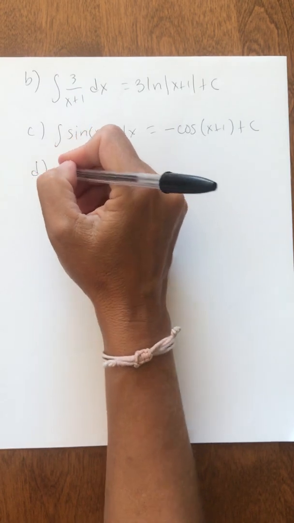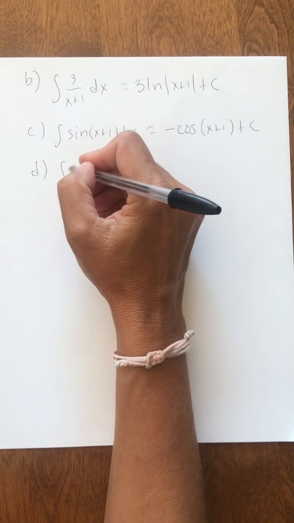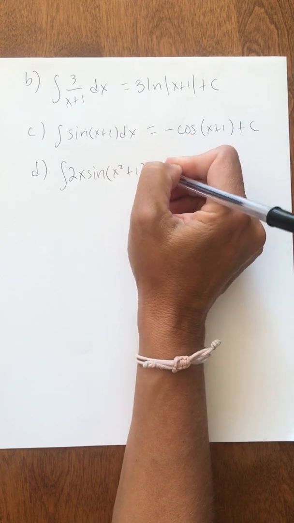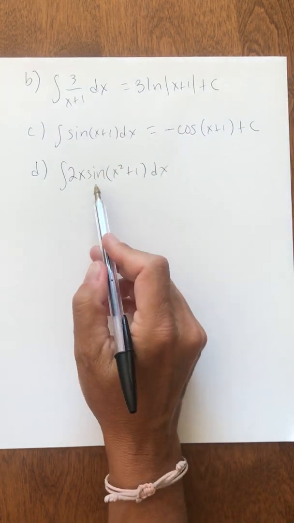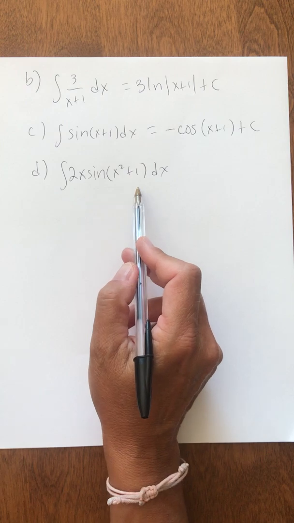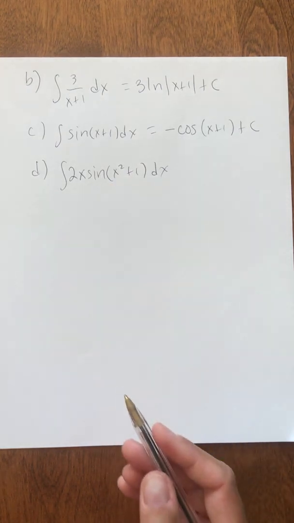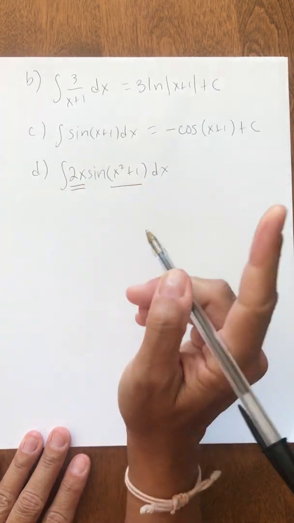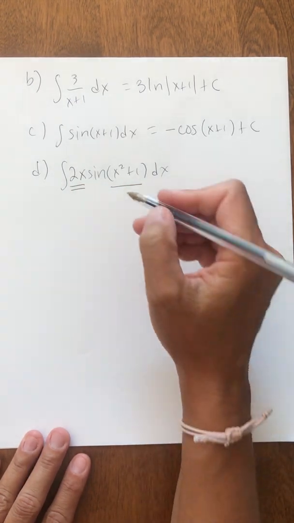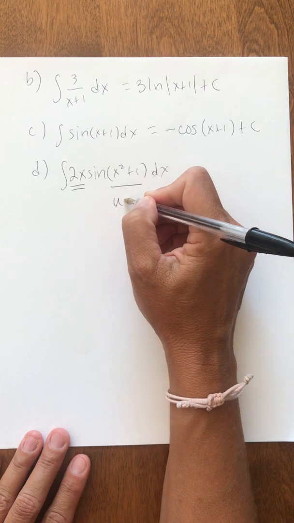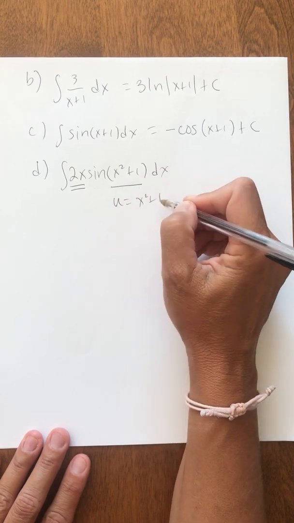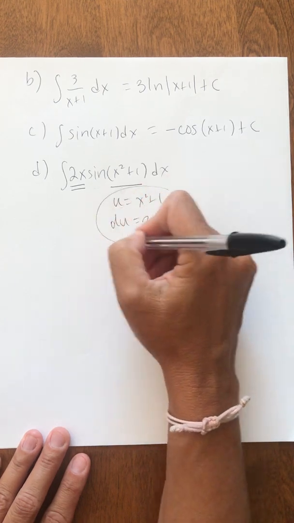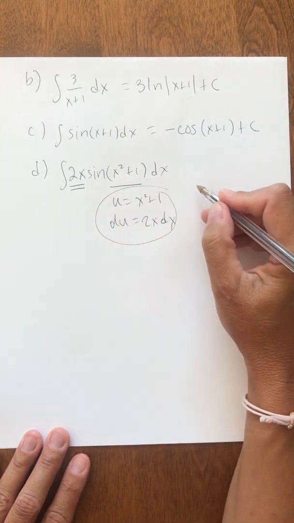Now for part D, we have 2x sine of (x squared plus 1) dx. Now I see a product here, and I see variables, but I also remember I'm looking for something and its derivative. That tells me that I have u substitution. So if we let u equal x squared plus 1, then du is 2x dx.